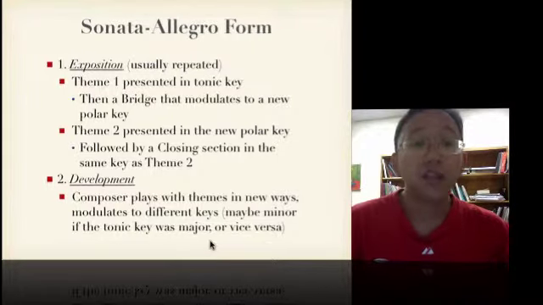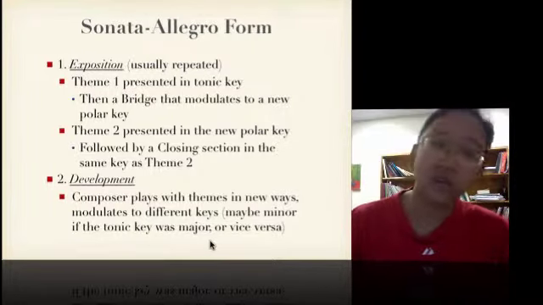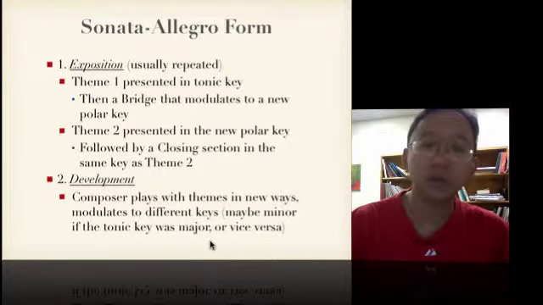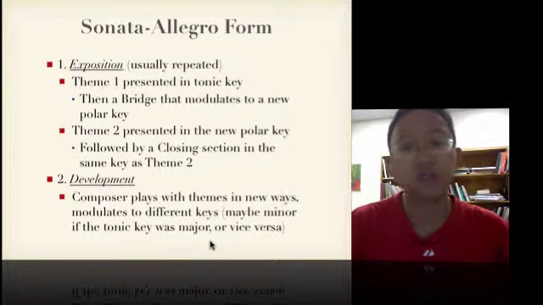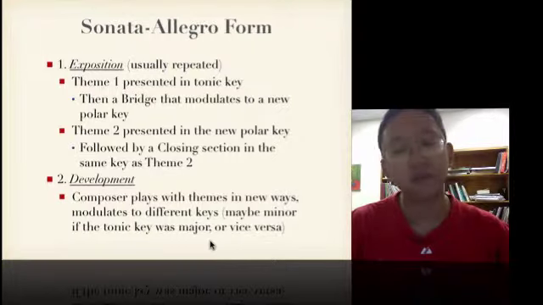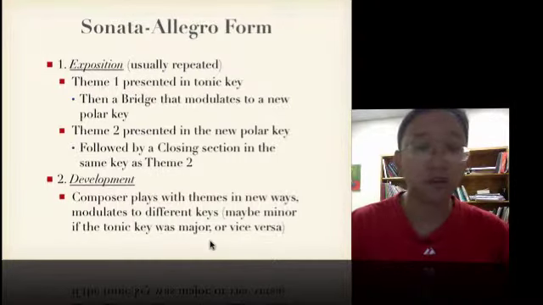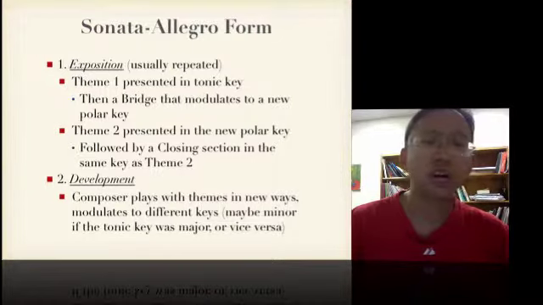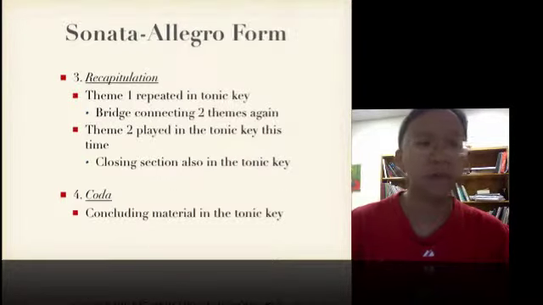The second main section in sonata form is the development. This is where the composer plays with themes in various new ways and modulates into different keys, maybe in a minor key if the tonic key was major or vice versa, just to get a stark contrast. It's in the development that you get some really strong contrast from what you heard earlier.